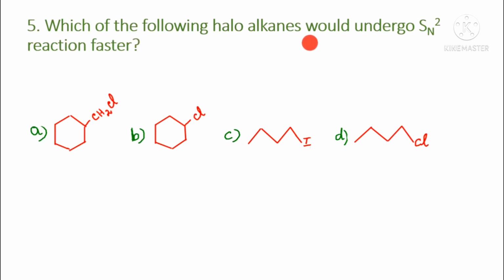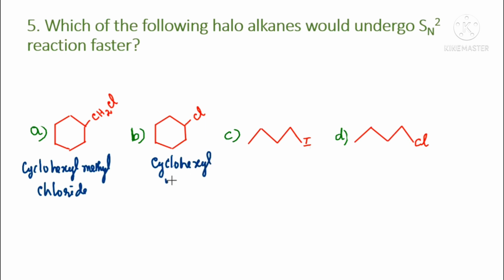Which of the following haloalkanes would undergo the SN2 reaction fast? See, here four types of haloalkanes are given. Let us write the names of the compounds first so that you can understand. This is cyclohexylmethyl chloride. Understood? And this is cyclohexyl chloride, that you know, right? Cyclohexyl chloride.